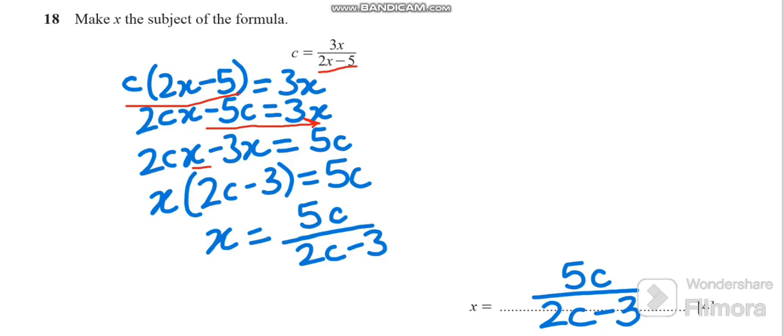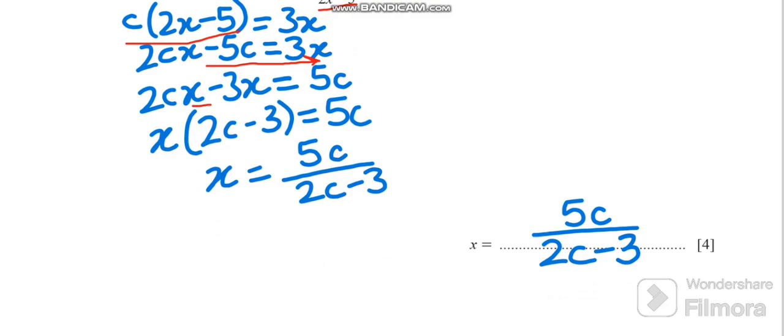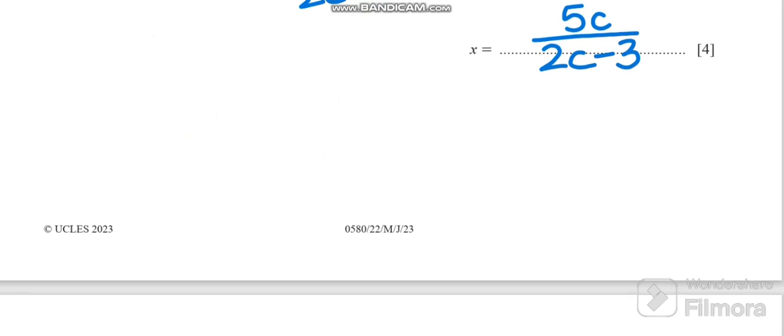Then we will move 2c minus 3 to the right side below 5c, and the equation is x is equal to 5c divided by 2c minus 3. So the final equation is x is equal to 5c divided by 2c minus 3.